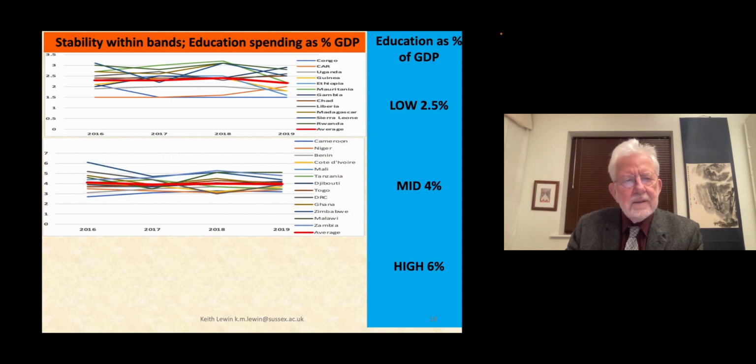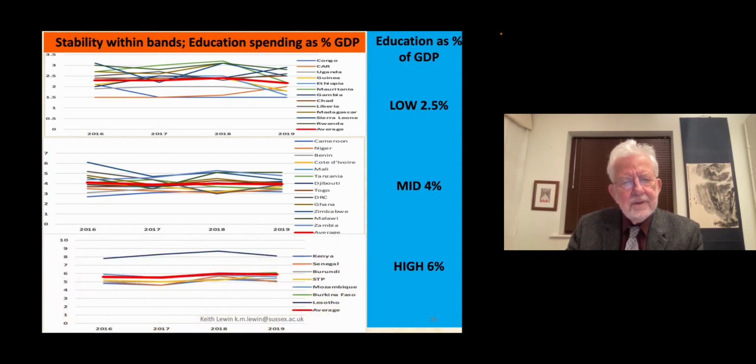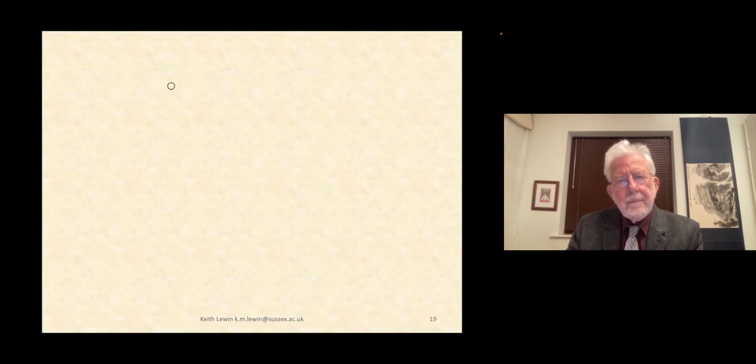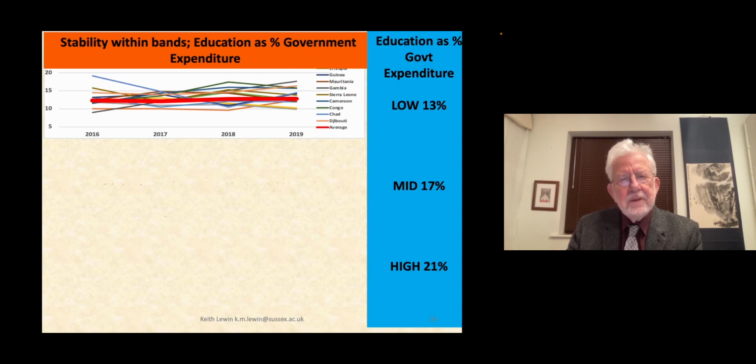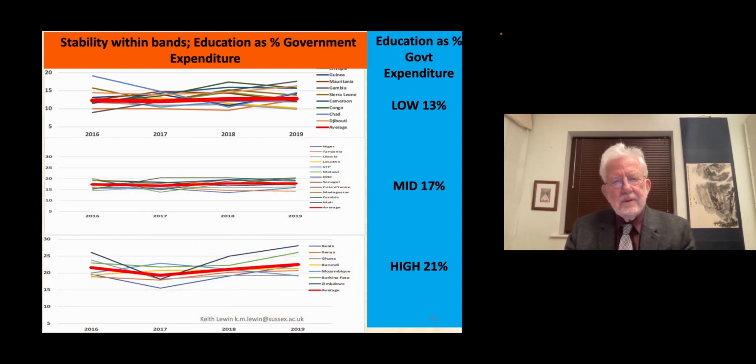The same is true for the next cluster of countries, which average about 4% of GDP. And the same is true for the high investment countries, where a large proportion of GDP is invested in education, and they average around 5 to 6%. If we look at the other component that we've been discussing, education as a percent of government expenditure, the same sort of banded structure is apparent, although the country membership, of course, varies because they're not the same thing.